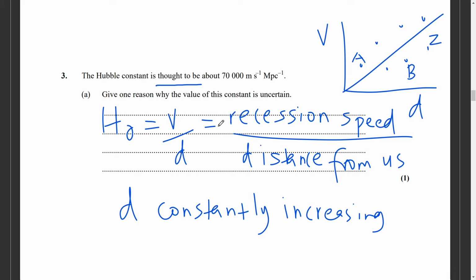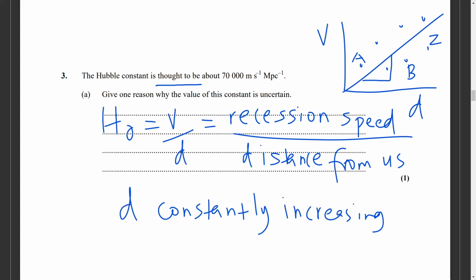Now, all these points here are really just an average of the line that we have drawn. Because when we draw this line and we find the gradient of this line, we're going to find change in V against change in D, which is going to give us the Hubble constant. It shows you that because not all galaxies fall on the line here, the value is rather uncertain. And that's the way you answer this question.